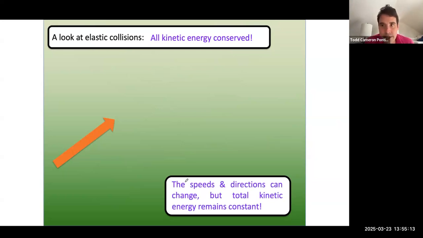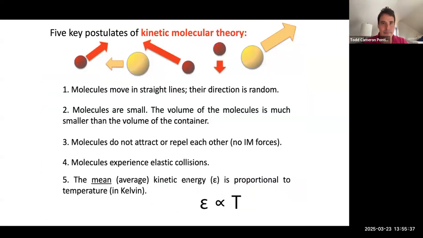The speed and directions can change, but the total kinetic energy remains consistent. And the idea of elastic collisions is going to be important when analyzing gases because as a simplification, we say in kinetic molecular theory that all the collisions that are experienced are elastic. So if you have one gas particle moving slowly and another one comes in quickly, it can transfer the energy.